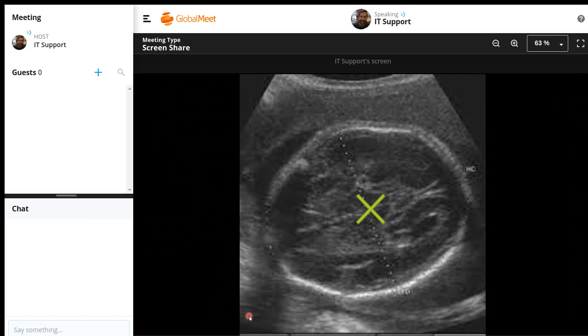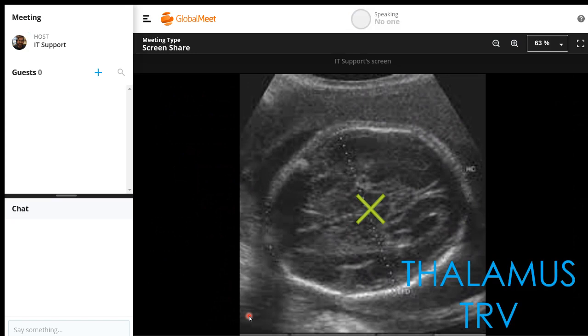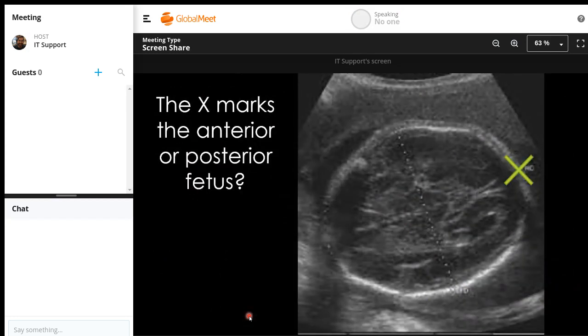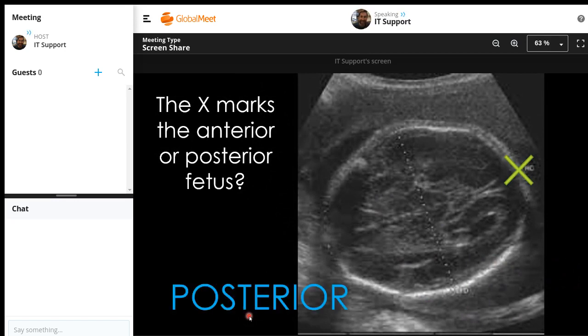All right, so this is the thalamus. This is another transverse cross-section of the fetus. The thalamus is that structure that we cross when we are measuring the biparietal diameter, so that area right in the middle of the brain. The X marks the anterior or posterior of the fetus. So this is the posterior.